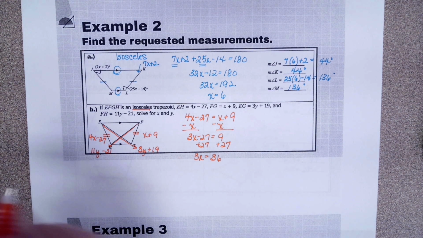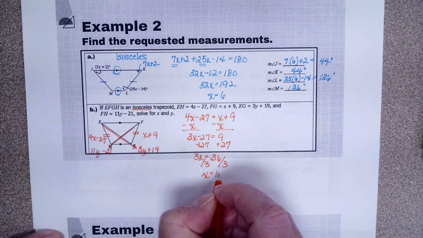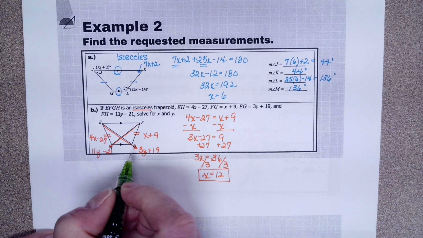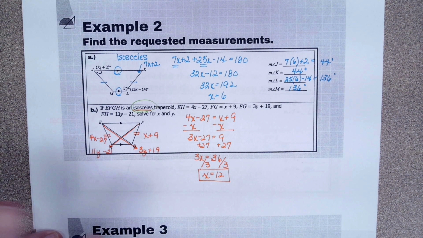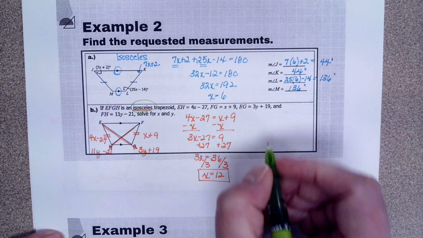And then if we divide by 3, we should get a 12. And there's our x. Now, why? Because it's an isosceles trapezoid, right? If they had not told us that, we couldn't have done any of this math. We don't know anything. But because it's isosceles, I know that my diagonals are also the same.